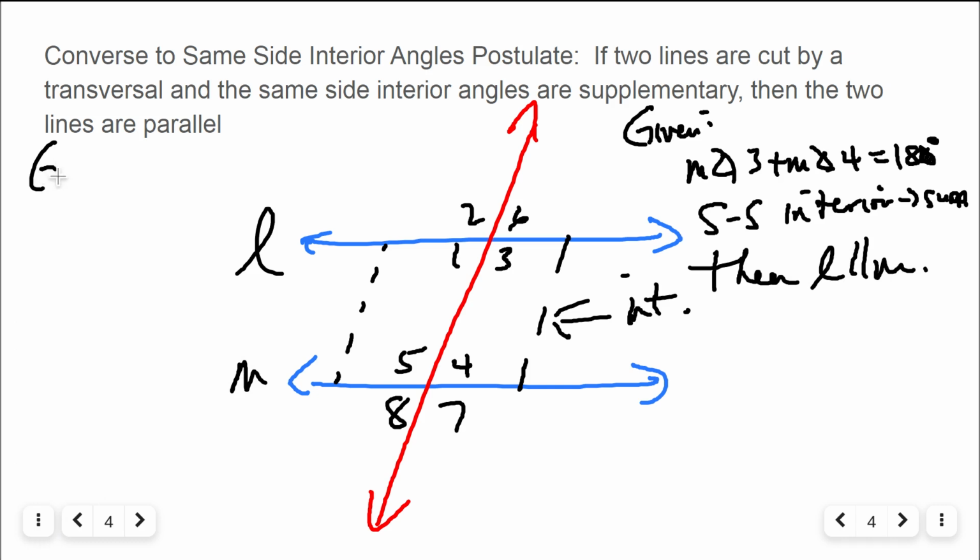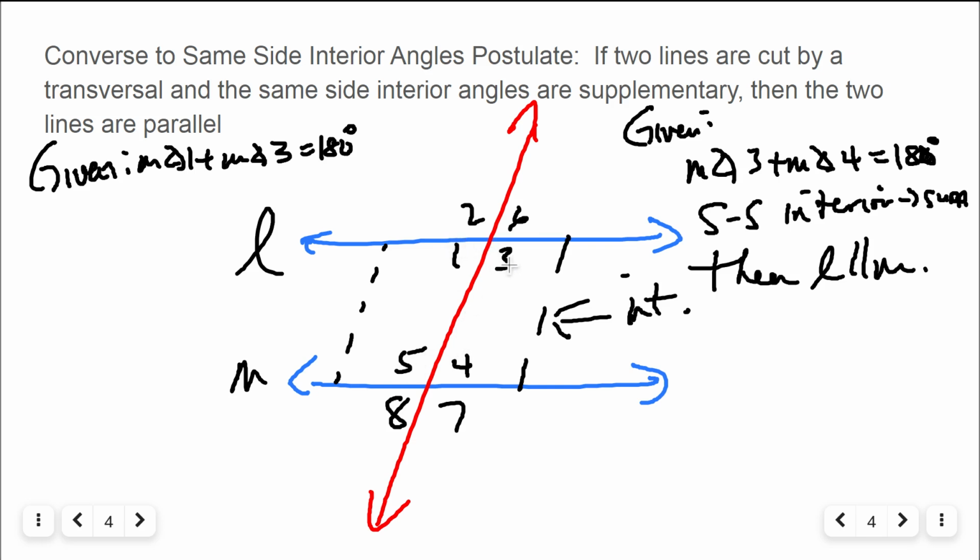What if I were to tell you the measure of angle 1 and the measure of angle 3 is 180 degrees? Well, let's look at angle 1 and angle 3. They're both in the interior. They're on opposite sides of the transversal, but they're not alternate interior, right? 1 and 4 are alternate interior. And they're certainly not same side interior. 1 and 5 are same side interior. So are 3 and 4.